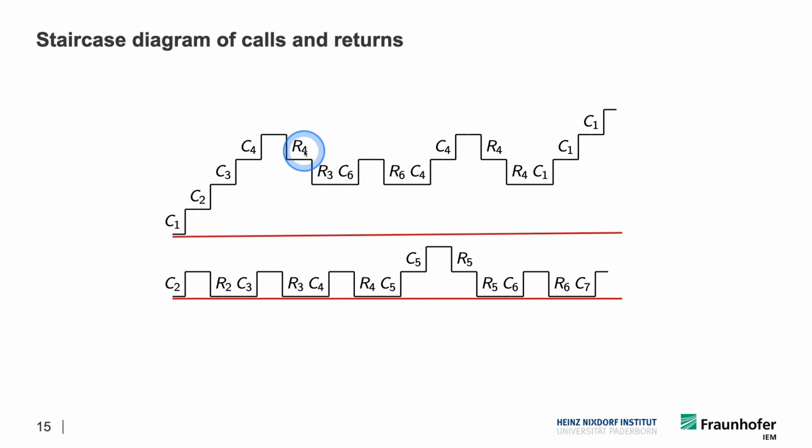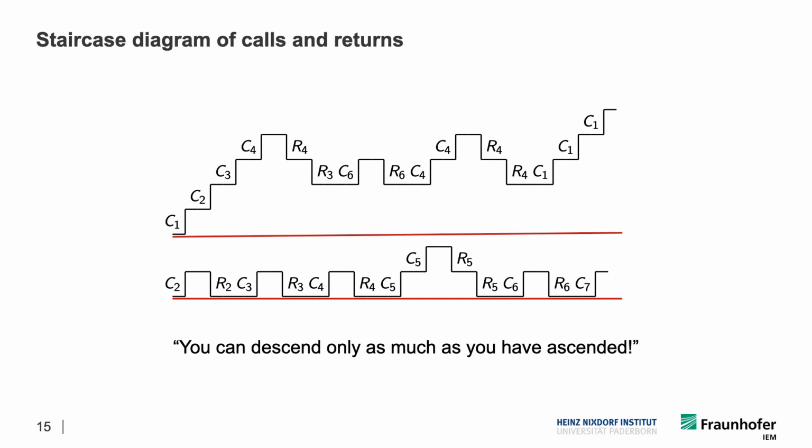So this is matched, right? Then this return matches this call. Here we have another call that is then matched by this return, and so on and so forth. Okay, and we can also have repeating calls into the same procedure, but they must always be matched by the corresponding returns. Then the other thing is we can have other such staircase diagrams like you see down here.